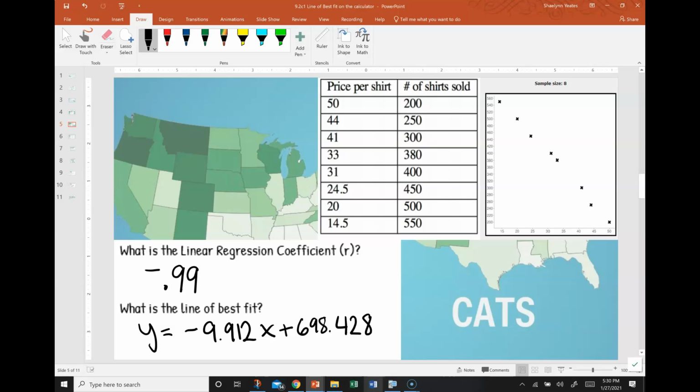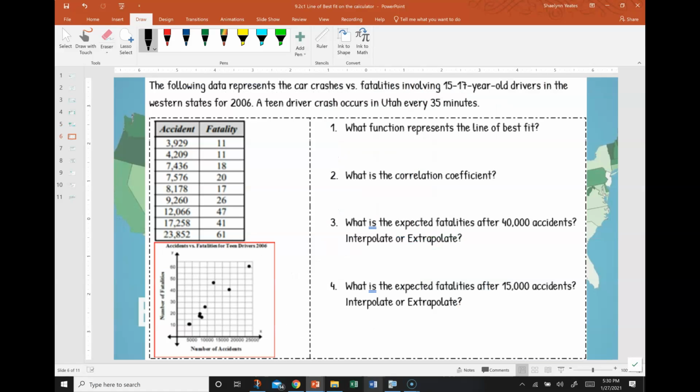Okay, and this means that's the number of shirts sold, and that would be the price that decays every single dollar. Okay, so there's my linear coefficient, so this would be a strong negative. And that is my line of best fit, which if I graphed it would look something like that. It's not perfect, but it's good.